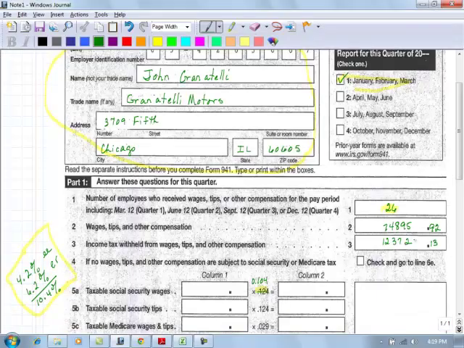Our taxable Social Security wages, no employee has at this point capped out at the $110,100. So our taxable Social Security wages is the same that we have on line 2. Notice we've got our pennies and our 74895. And it's that total times our 10.4% total tax. Notice this includes both the employee liability and the employer liability.